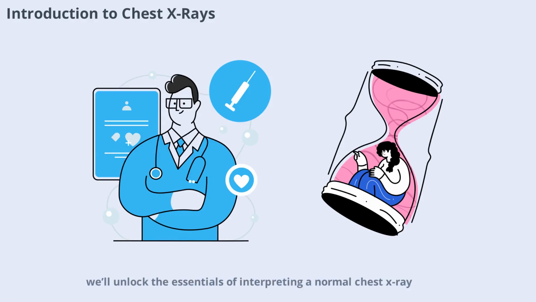Welcome. In this video, we'll unlock the essentials of interpreting a normal chest X-ray. You'll learn what determines the light and dark areas on an X-ray, how different projection views affect what you see, and how to systematically assess a chest X-ray. We'll also cover the major signs of lung pathology, including atelectasis, space-occupying lesions, the silhouette sign, and the key patterns you might encounter. By the end, you'll have a solid foundation for reading chest X-rays with confidence.